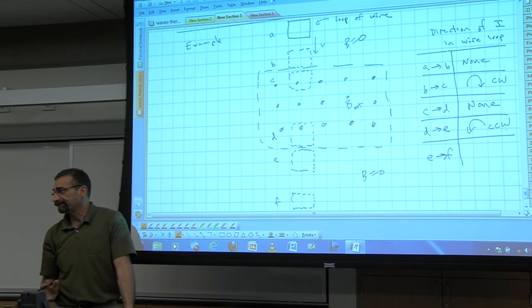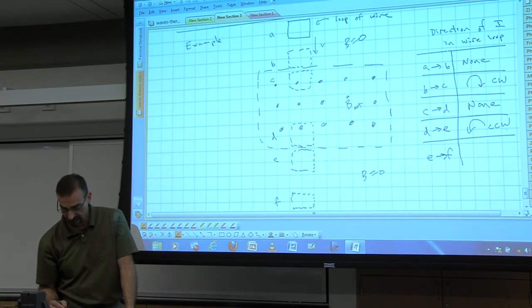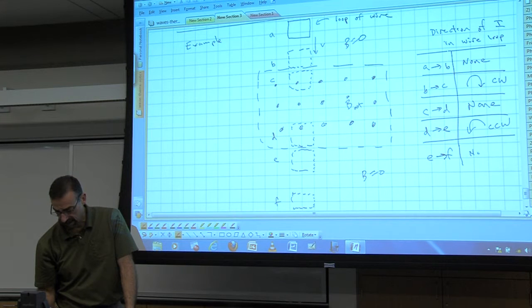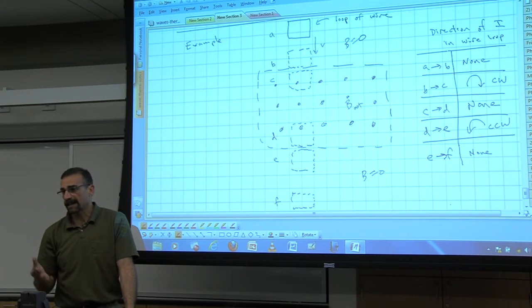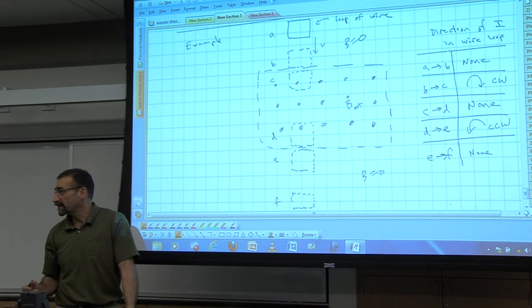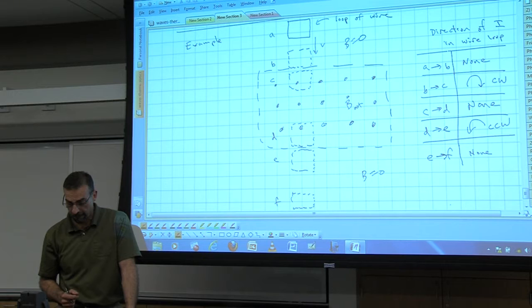You okay with that? And E to F starts out with no flux, ends with no flux, never changes. No change means no generated current. Okay, did that help a little bit?